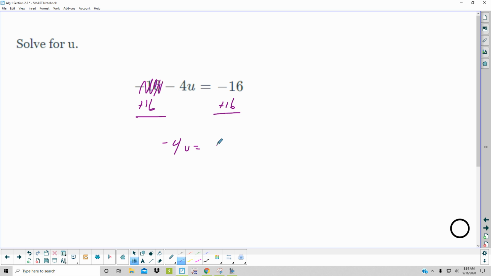Negative 16 plus 16 is 0. And I know this looks weird, and that's why I put this problem on here. You still have the negative 4 to get rid of. It's still held by multiplication, so you can divide it out. And you're left with u equals, and you have to simplify this fraction. 0 divided by negative 4 is worth, if you're not sure, type it in your calculator, 0. That's your answer, u equals 0.